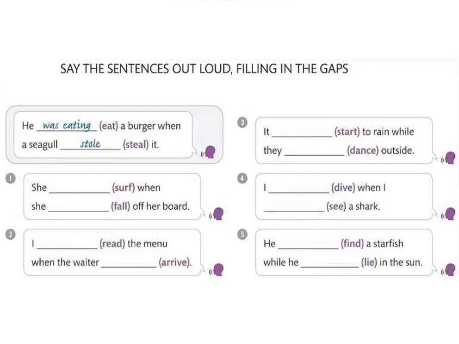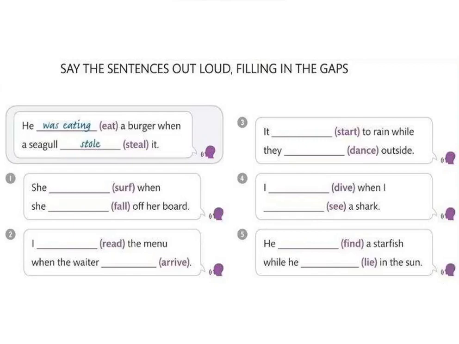Number 4, I dive when I see a shark. I was diving. To dive means to plunge underwater. So I was diving when I saw a shark. Shark is the fish called قرش.